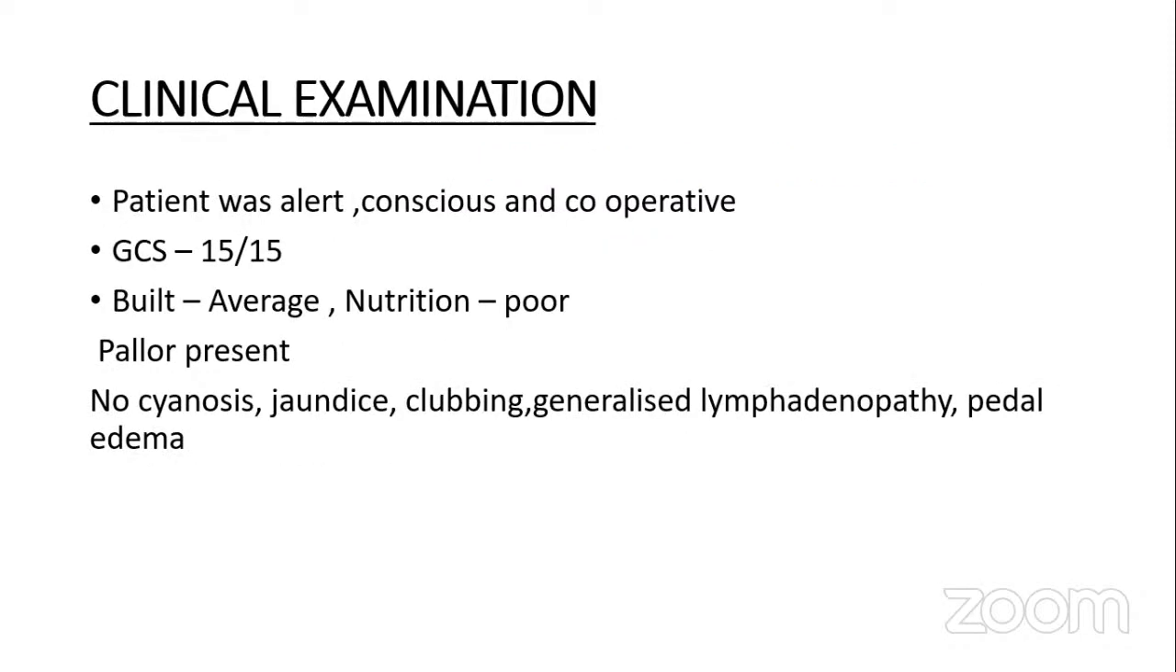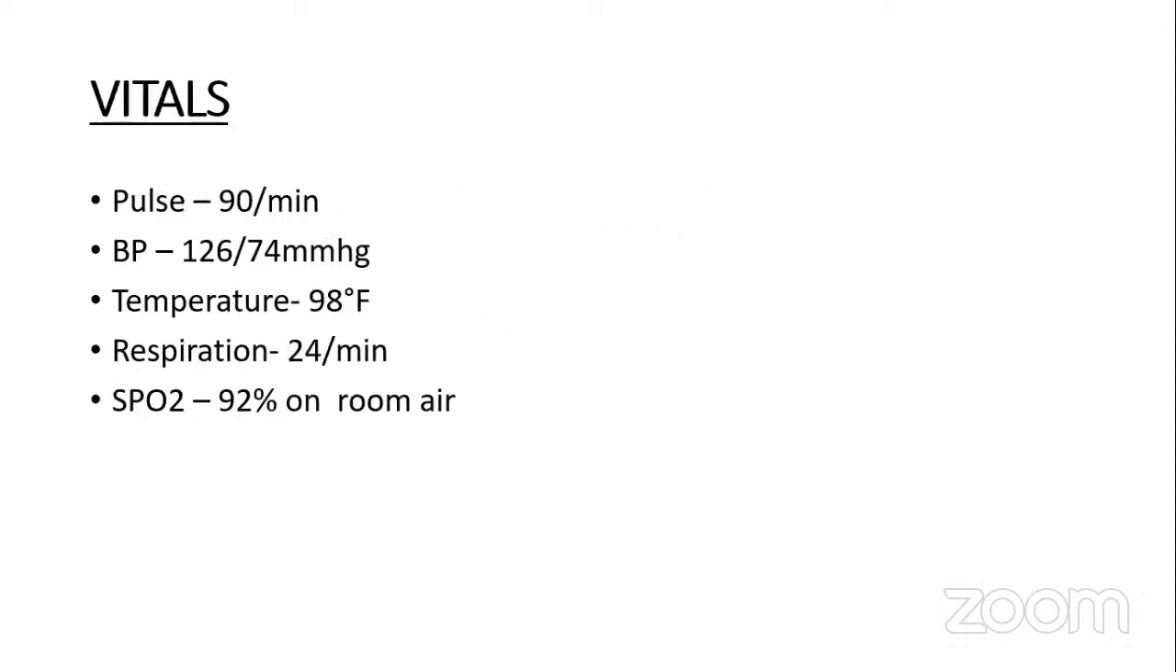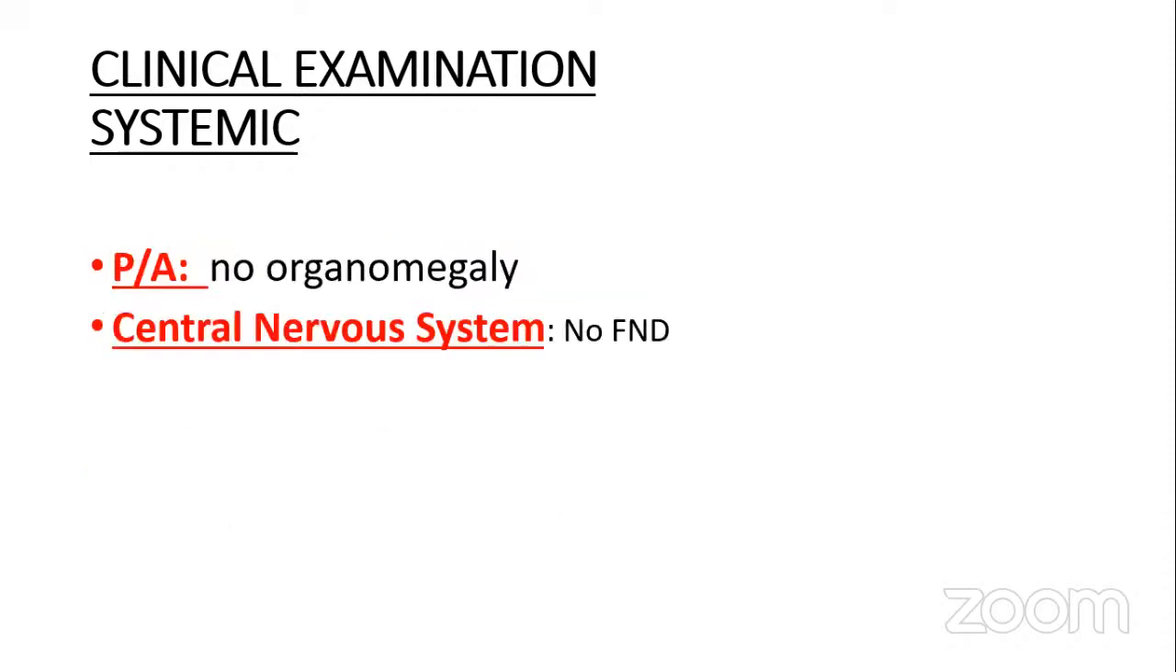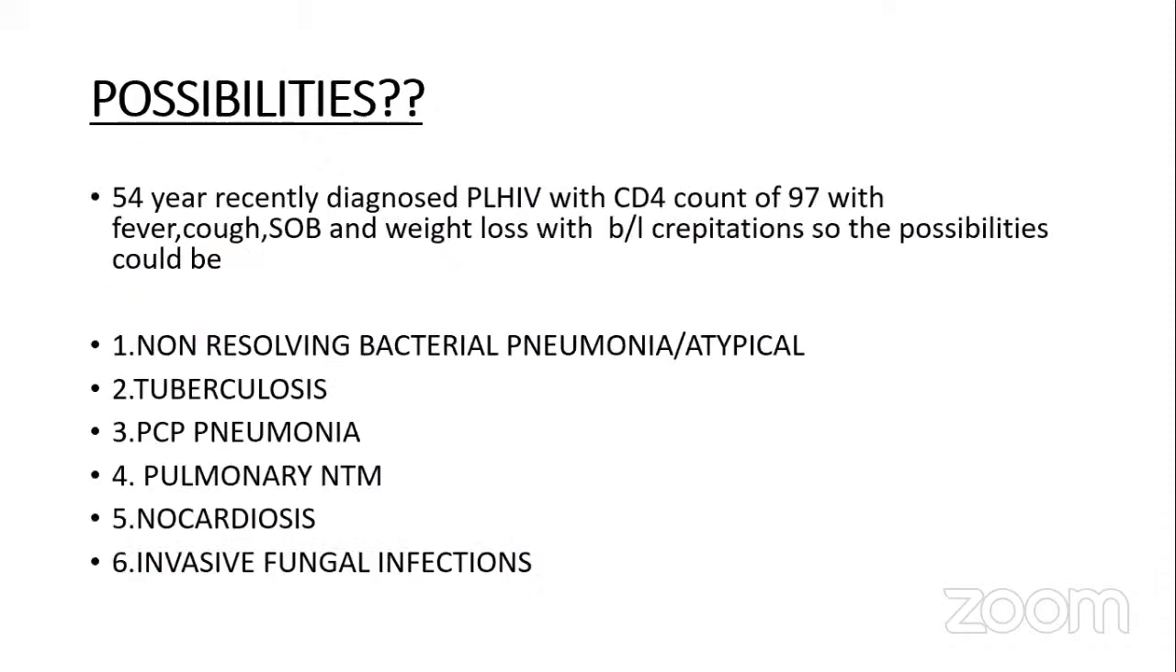So on clinical examination, the patient was alert, conscious and cooperative. GCS was 15 by 15. There is average build with poor nutrition. Pallor was present. There was no cyanosis, jaundice, clubbing or lymphadenopathy. The vitals were normal except for the SpO2, which was 92% on room air. Cardiovascular system was normal. In the respiratory system, we could see coarse crepitations present in the bilateral infrascapular and infra-axillary areas. Per abdomen and CNS were normal.